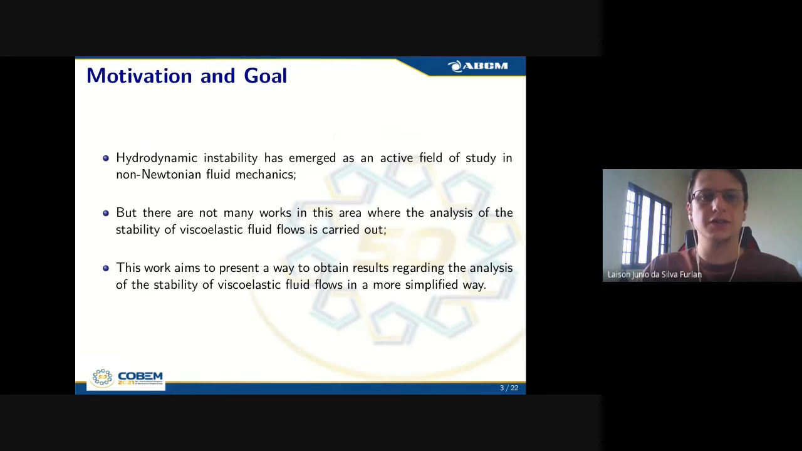The study of hydrodynamic stability has the purpose to find out if a given flow is stable or unstable, and if so, how this instability could cause the development of the turbulence. There are not many works in this area, so the purpose of this work is to make contributions in this sense. So this work has the goal to present a way to obtain the results in stability analysis of viscoelastic fluid flow in a more simplified way.